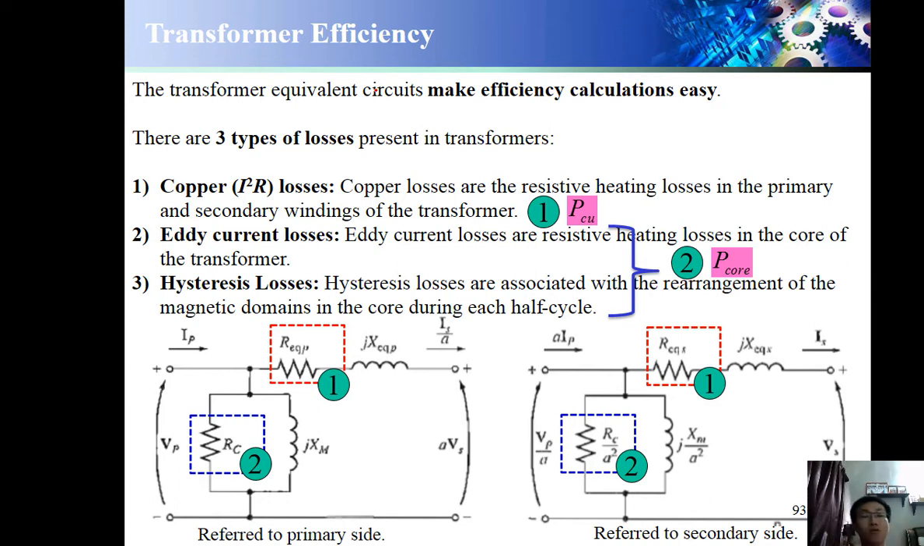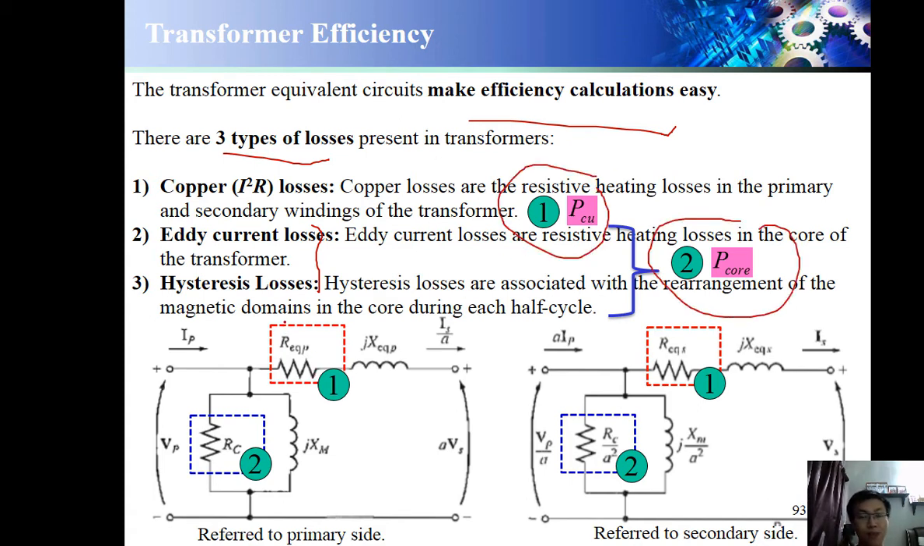So next we want to calculate the transformer efficiency. The transformer equivalent circuit can make efficiency calculation easy. For example, this one, because we know there are three types of losses. One is copper loss, one is eddy current loss, one is hysteresis loss. Usually we combine the eddy current loss and hysteresis loss together as one. So we have one copper loss and one core loss. The copper loss from the primary side comes from here. From the secondary side comes from here. This is the copper loss. For the core loss, for the primary side it comes from here. For the secondary side it comes from here.